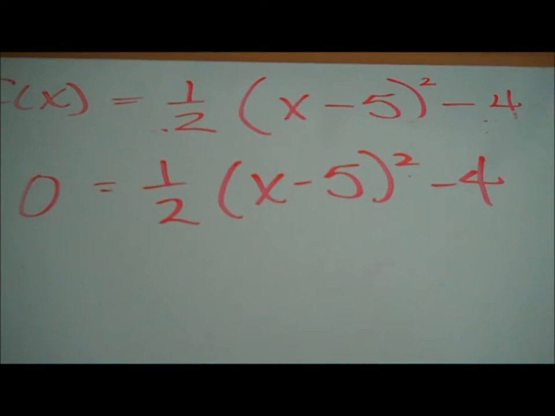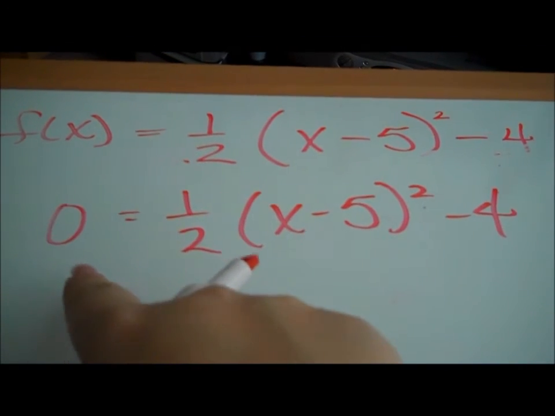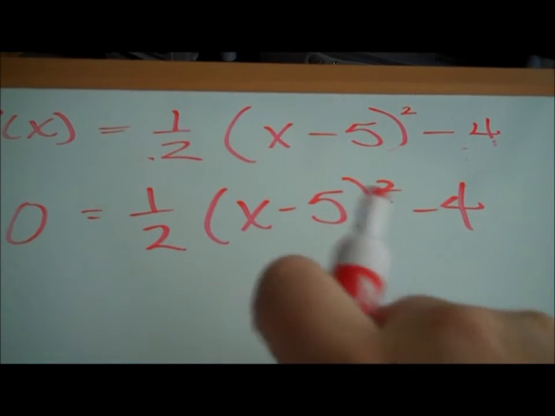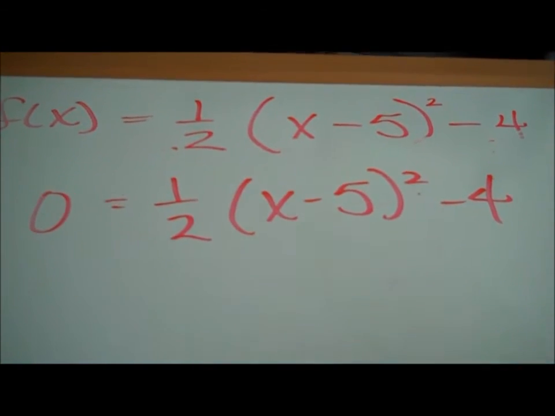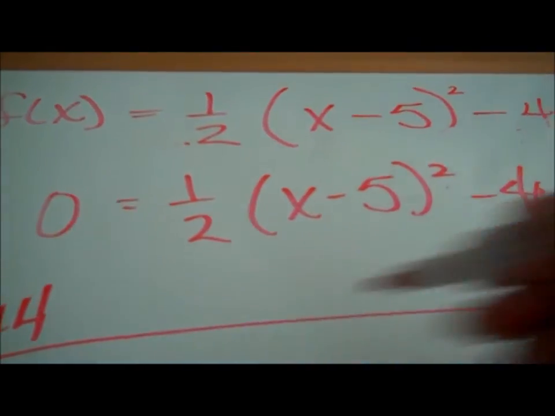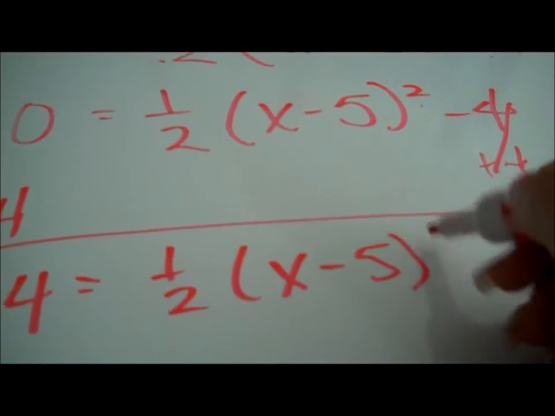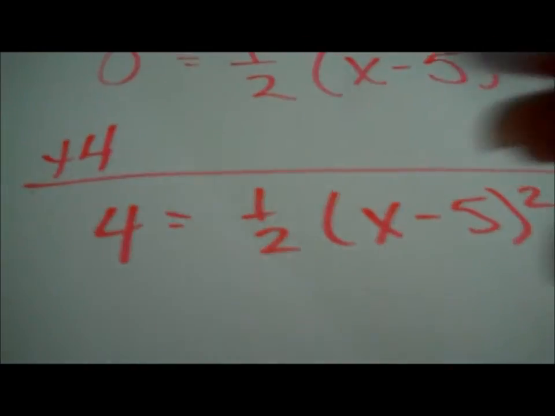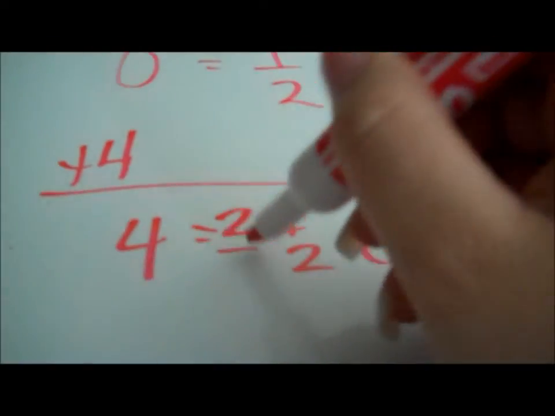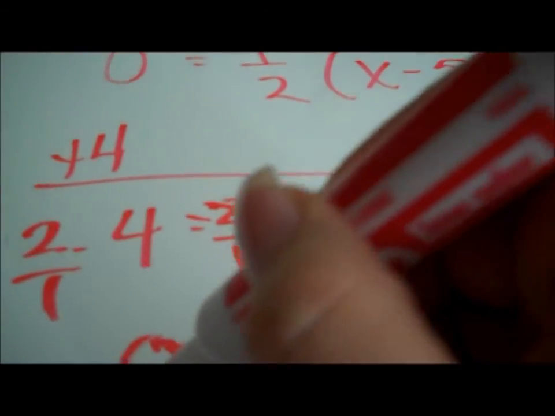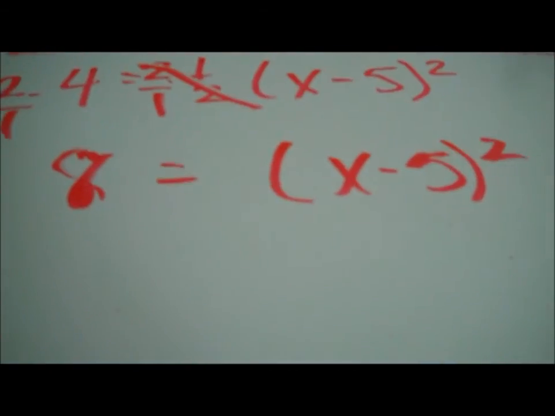Okay, so I've taken my equation and I've stuck 0 in for f of x. Remember, to solve for x, we have to have that 0 there. I need to get x squared, so I need to get everything else away from it. And the first thing I need to move is this -4. So I'm going to add 4 to both sides, and I'm going to get 4 equals 1/2 (x minus 5) squared. Then I need to move this half, so I'm going to multiply both sides by 2/1, and that's going to cancel here, giving me 8 equals (x minus 5) squared.